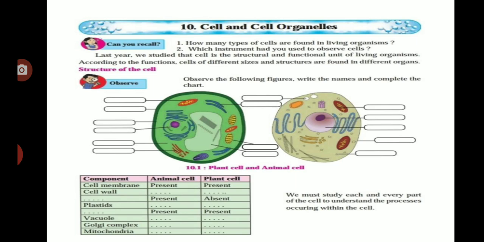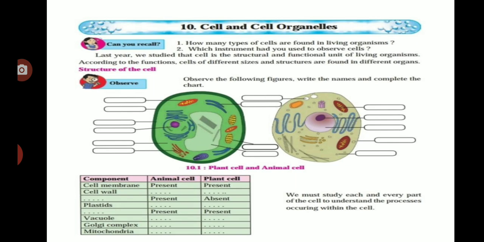Before starting the lesson, let us recall our last year. How many types of cells are found in living organisms? Yes, there are two types of cells found in living organisms: plant cells and animal cells. And which instrument had you used to observe the cell? Yes, we can use the compound microscope to observe the cell, because cells are extremely minute in size. We cannot see the cells with the naked eye, so we need a microscope.